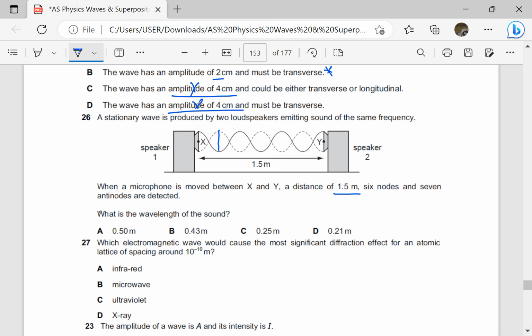The distance between two successive antinodes will be half wavelength. So this is one half wavelength. This is 2. This is 3. This is 4. This is 5. This is 6. So 6 times half wavelength is equal to 1.5 meters because they say that X and Y are antinodes. There are 6 nodes and 7 antinodes.